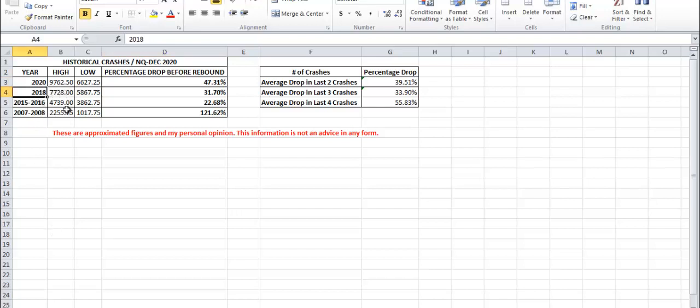Then 2018, we had the high at 7,728. The market crashed to the 5,867.75 level. This drop is approximately equal to 31.7%.